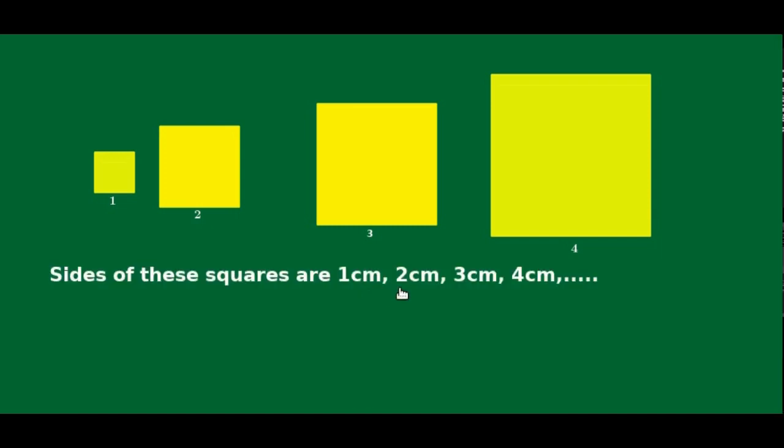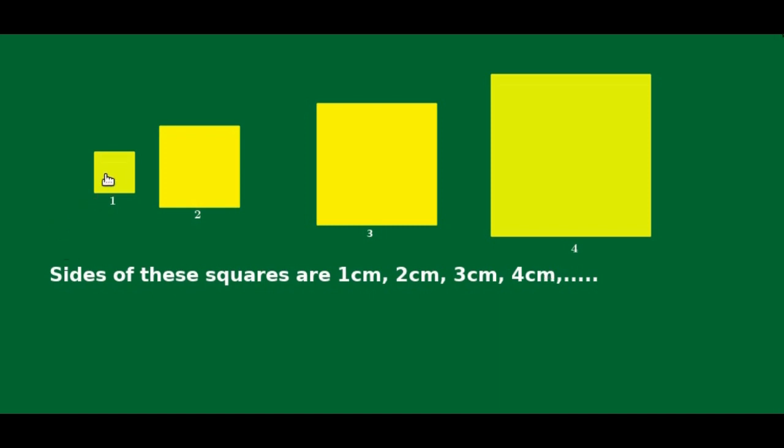Let us start with a geometrical example. Look at this screen. In this screen, there are 4 squares. The first square is of side 1 unit. The other squares are got by increasing the length of sides in steps of 1 centimeter each. So the sides of the squares are 1 centimeter, 2 centimeter, 3 centimeter, 4 centimeter.